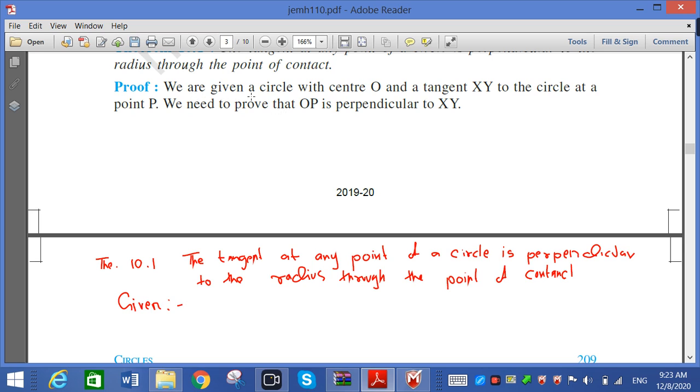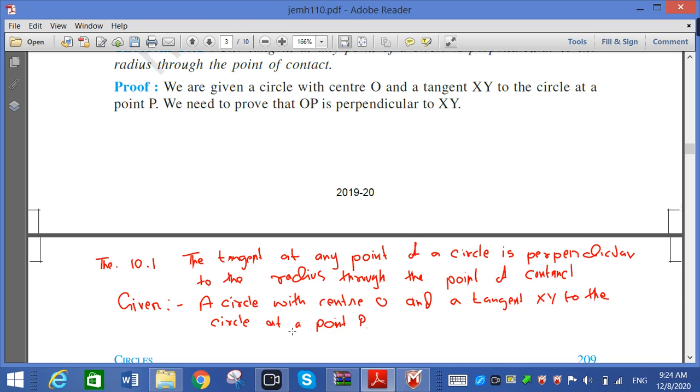Given. What is given? We are given a circle with center O and a tangent XY to the circle at a point P.